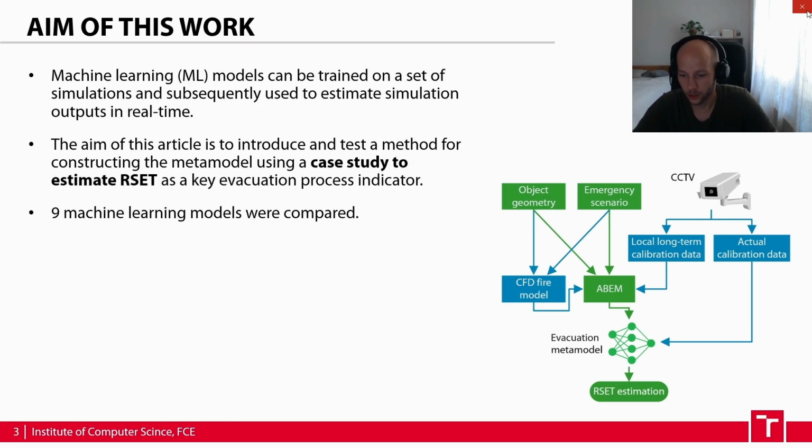The aim of this research is to introduce and test a method for constructing a meta-model using a case study to estimate RSET as a key indicator of evacuation process. In this study, we compare 9 evacuation meta-models to see which fits best for this type of task.